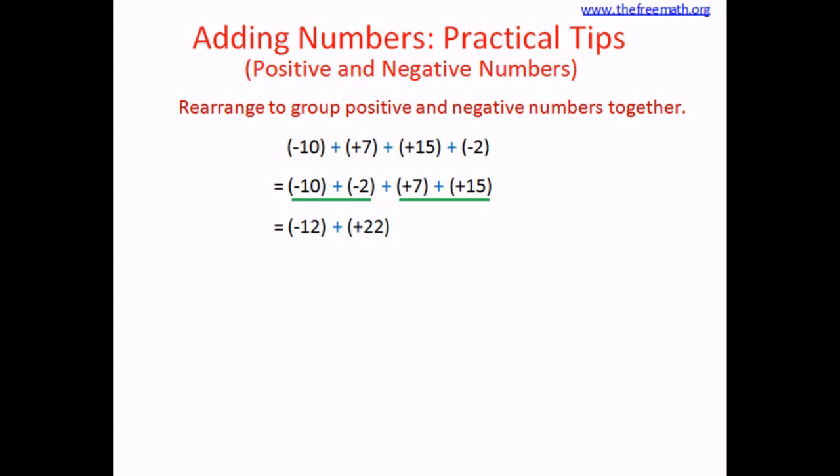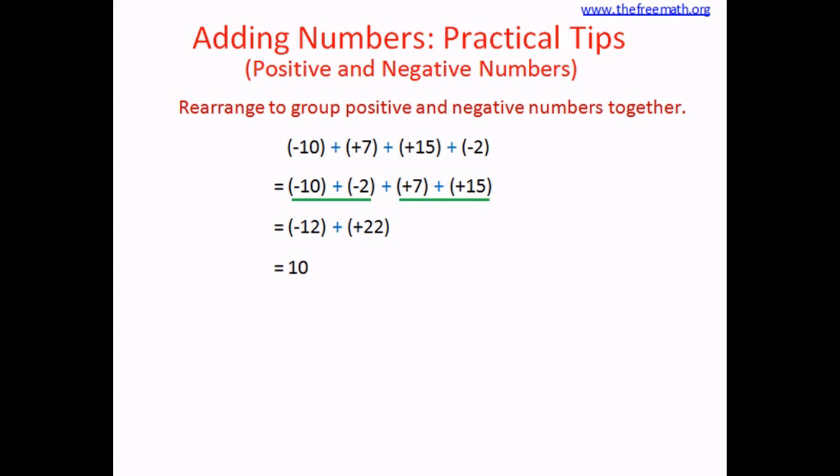Now what we have to add is -12 and +22. We know how to add one negative and one positive number. How do we do that? We ignore the signs. So now we have 12 and 22. Subtract 12 from 22. So the answer is 10. Between 12 and 22, 22 is a bigger number. So the answer will take the sign of 22. The sign of 22 is positive. That means your answer is +10.